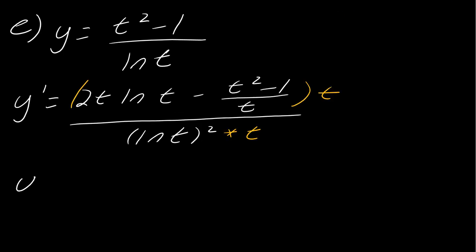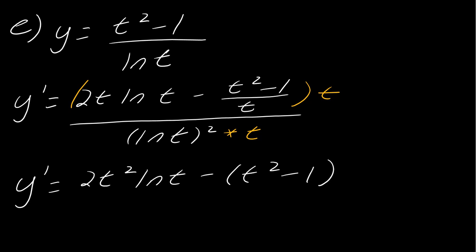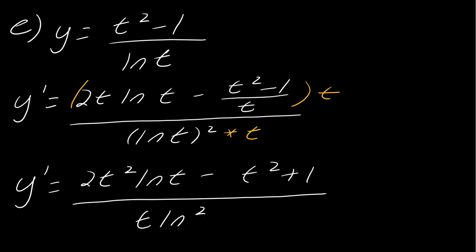And so this is going to become 2t squared natural log of t minus t squared minus 1. So I can rewrite that really as minus t squared plus 1. I'll just get rid of the parentheses. All of this over t times the natural log of t squared.